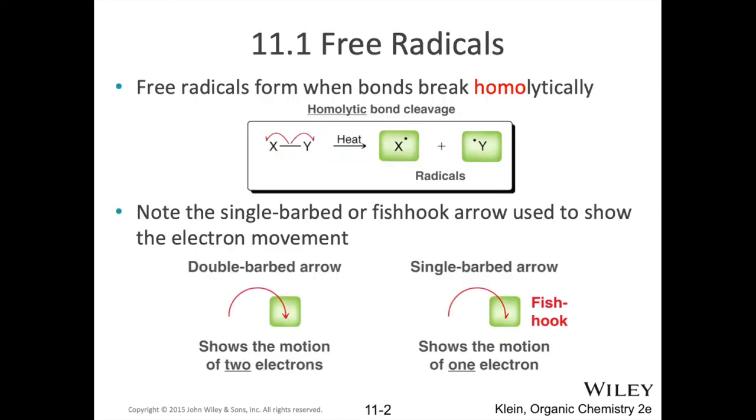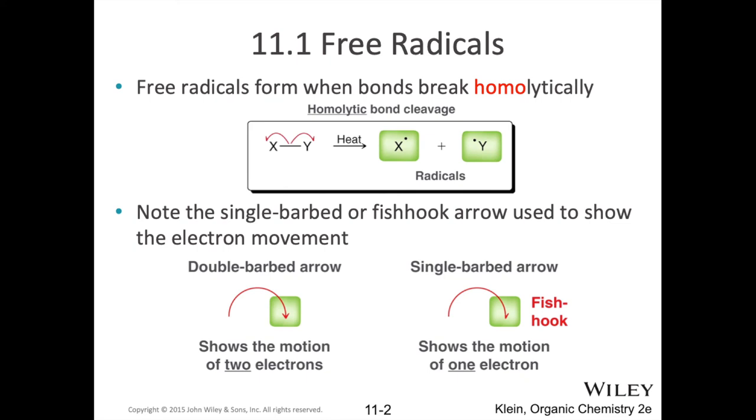So, the key thing to see here is that instead of having our double barbed arrows that we typically show for a movement of two electrons, we're going to use what are called fishhook arrows or single barbed arrows. These represent one electron being moved. We've seen these fishhook arrows before when we talked about bonds breaking homolytically versus heterolytically.